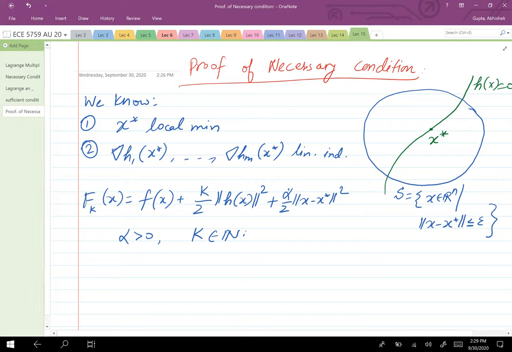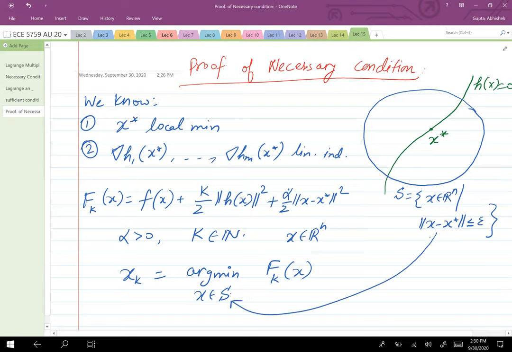Okay. And naturally x is in R^n. So I'm basically defining this function f_k(x) over this entire sphere S. And I am going to define x_k as the optimal value of this function f_k(x) over x in this set S. So x_k is the optimal point of f_k within this set capital S.